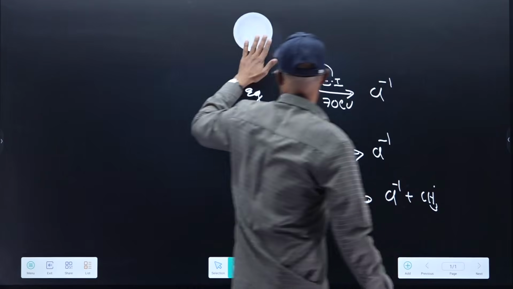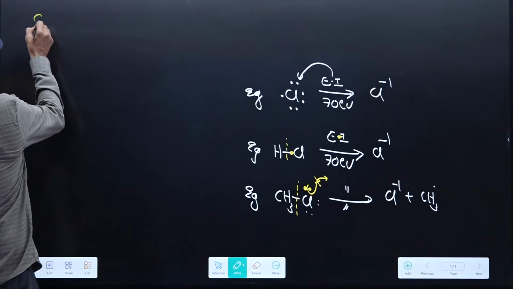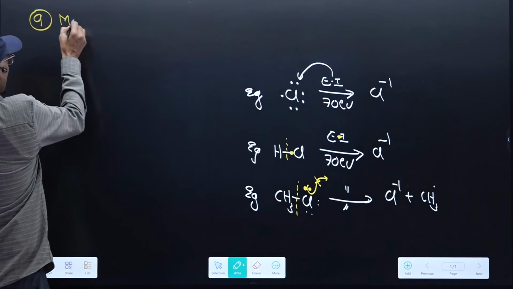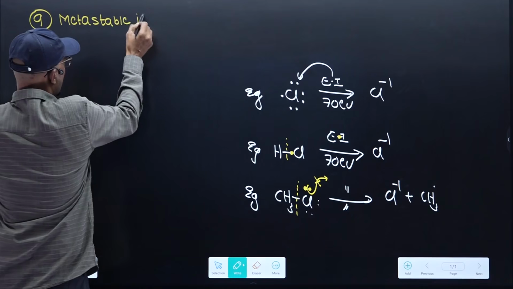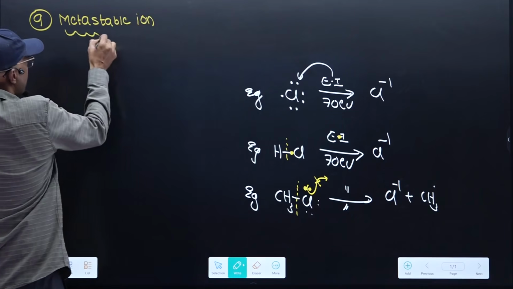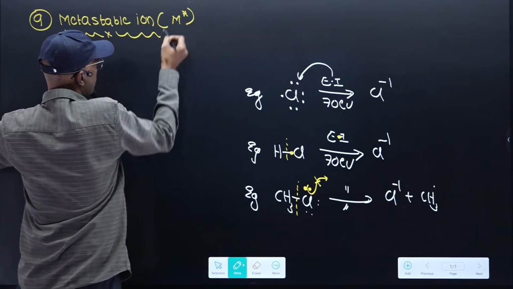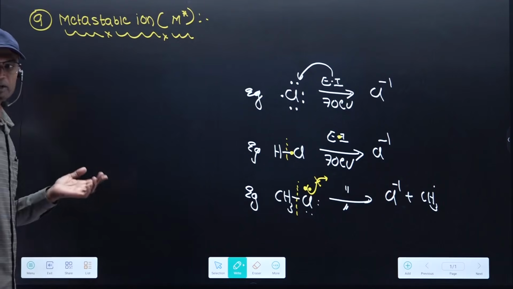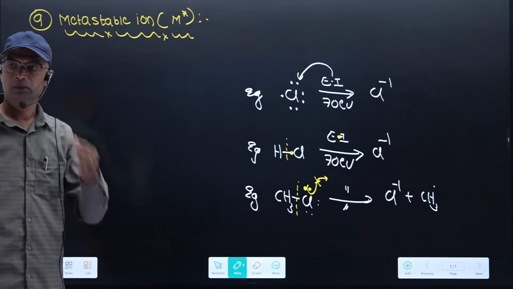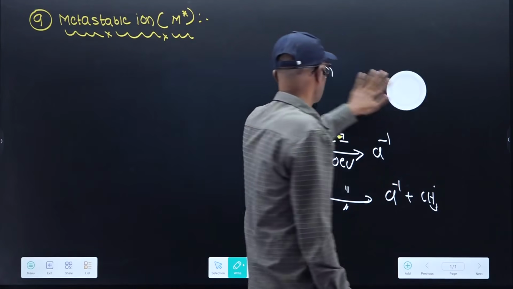So that is about negative charged ion, and this is the last one in case of types of ion: metastable ion. Generally metastable ion is represented by M star. It is not a molecular ion, it is a metastable ion. So somewhere if they give M star, that belongs to metastable ion, not molecular ion, not a fragment ion.